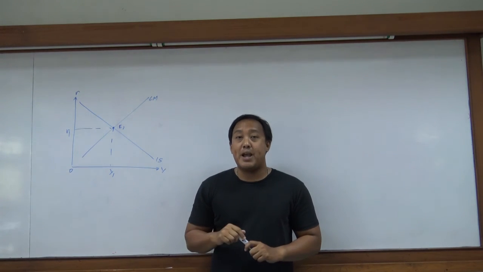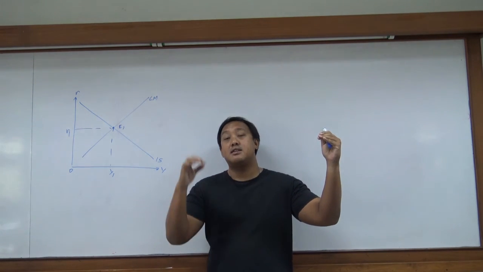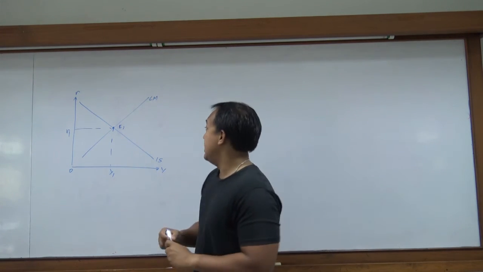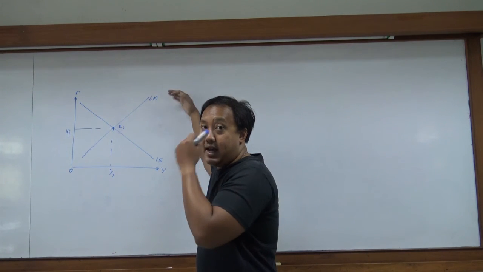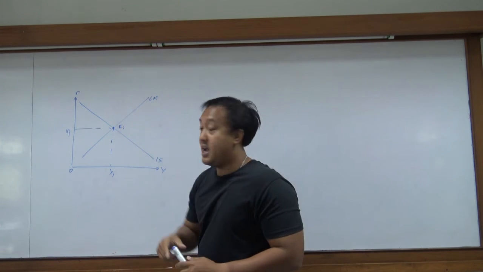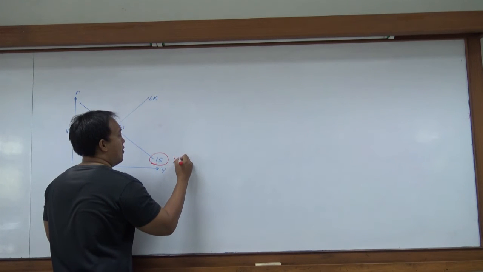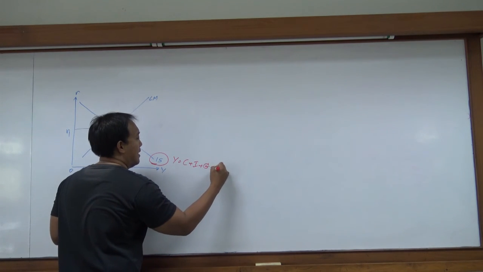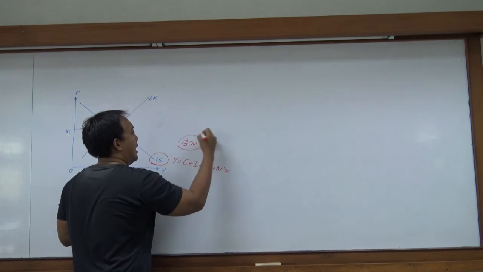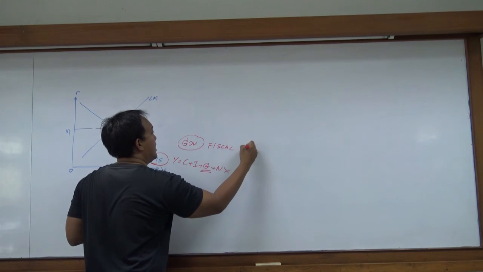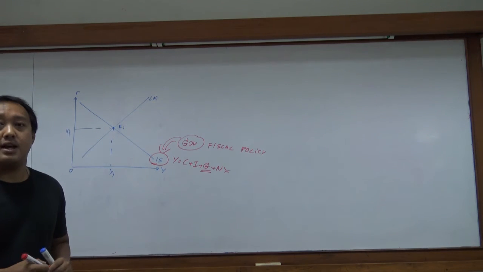So for this topic, we're going to talk about the interaction between the government and the central bank. As you know, in this model we take the BP curve away and focus on just IS and LM. The IS curve comes from Y equals C plus I plus G plus NX. Here is the government, right? So the government can use fiscal policy to control the IS curve.